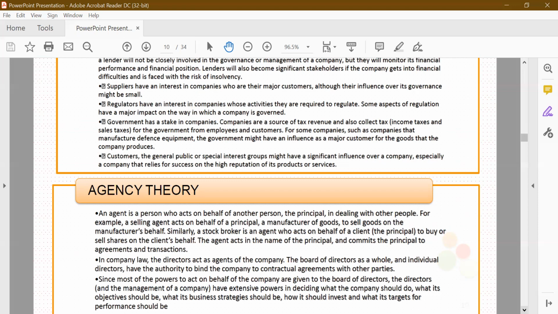For example, a selling agent acts on behalf of a principal, a manufacturer of goods, to sell goods on the manufacturer's behalf. A stockbroker, for instance, is also an agent who acts on behalf of a client to buy or sell shares on the client's behalf. So a broker is basically like a middleman, an agent who helps their client to buy or sell shares. The agent must always act in the interest of the principal. It's very, very important. So that's one key thing to understand. But in our next lecture, we'll be talking more about agency theory.